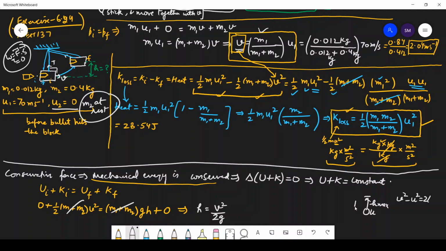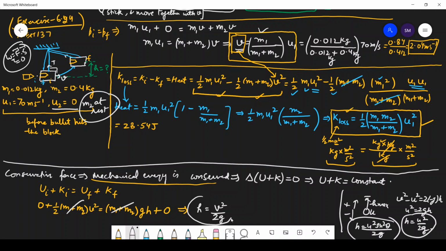If you are taking upward direction as positive, downward will be negative, so you will write minus g into h, and as v will be 0, you will get minus u square is equal to minus 2gh, so minus will cancel out and h is equal to u square upon 2g, right? In projectile motion, this u was u sine theta, you remember? It was u square sine square theta upon 2g, the maximum height of the projectile. So students, it's the same thing here also.